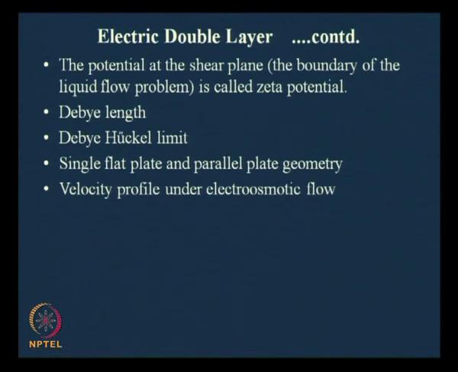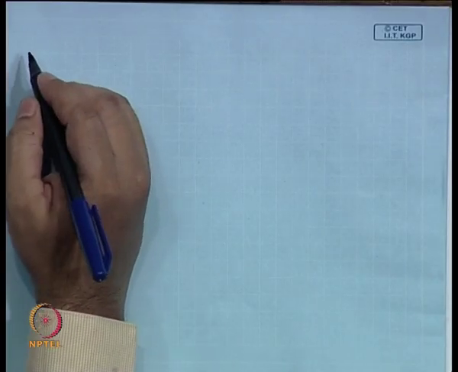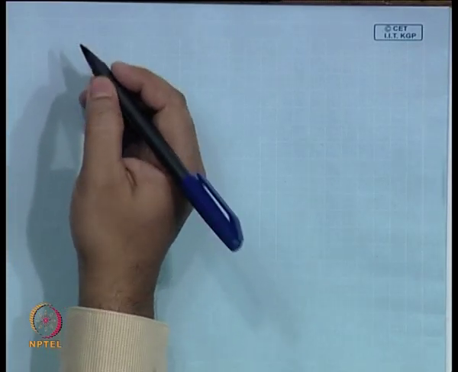What we started discussing in the last class is that the potential at the shear plane, the boundary of the liquid flow problem, is called Zeta potential. And there is something called a Debye length, which we discussed in the last class. Let me point out quickly what we had derived, the basic findings and the basic equations.